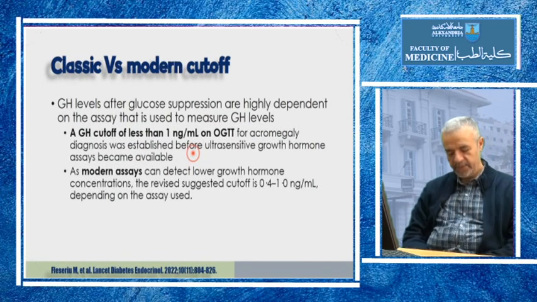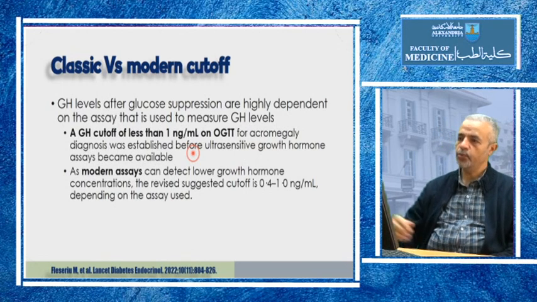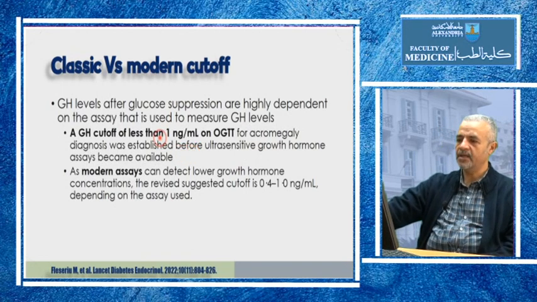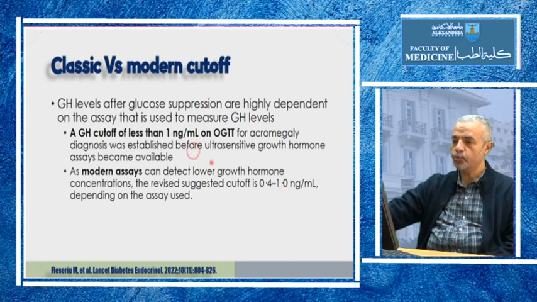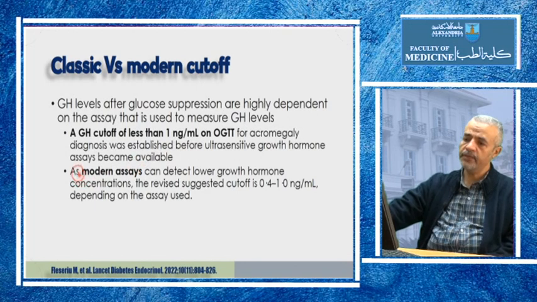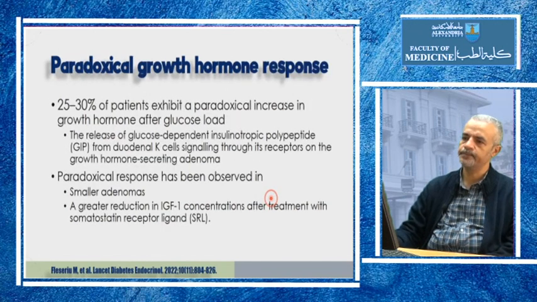If you read updated literature, you would identify some guidelines recommending the use of these cutoff limits, 0.4 and 0.1. So should we use this one or this one? Actually, this relies on which assay you are using. For the older assays, those that are not ultra sensitive, you should use the 1 nanogram per ml or 1 microgram per liter cutoff limit, which is actually available in our country. Only if you have the modern ultra sensitive assays can you use these cutoff limits.